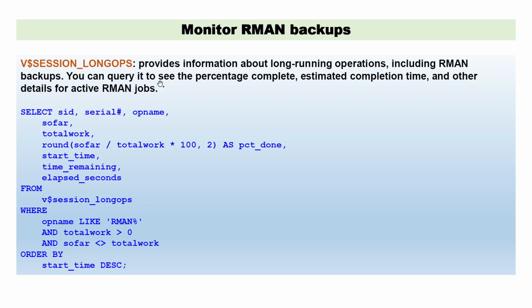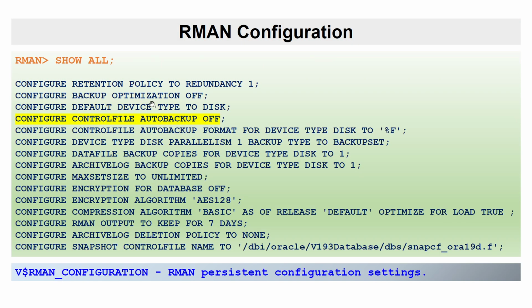You can query it to see the percentage completed, estimated completion time, and other details for active RMAN. So how will you find it out? You can use so far, total work, how much is completed, how much is the total work, what time it started, how much is the remaining time, and how many elapsed seconds, from V$SESSION_LONGOPS, where operation name is like 'RMAN%' and total work is greater than 0, where so far is not equal to total work. So you can use the session long ops to get the information about your RMAN backup.